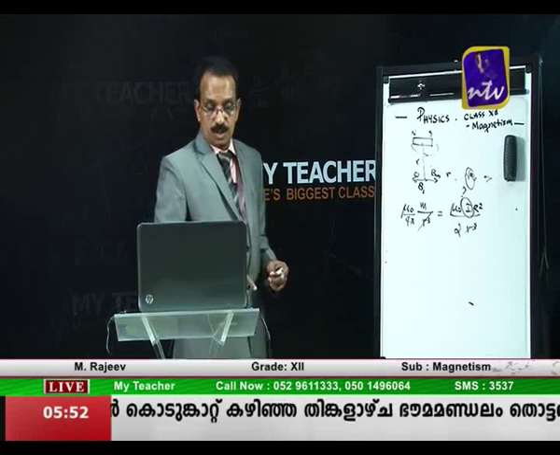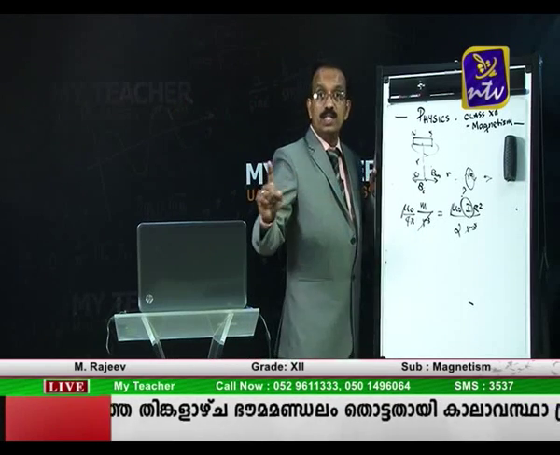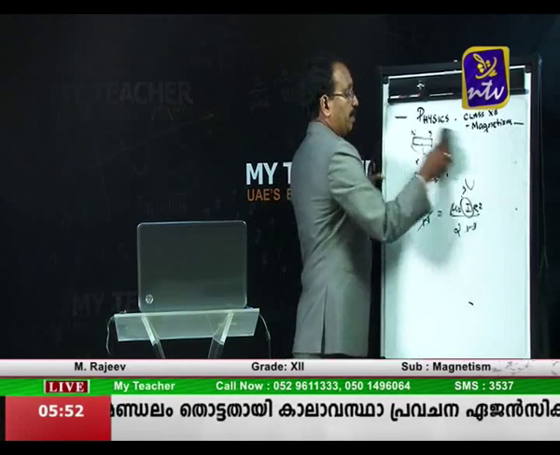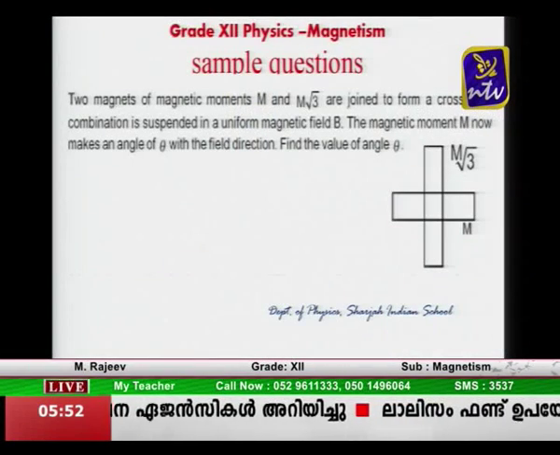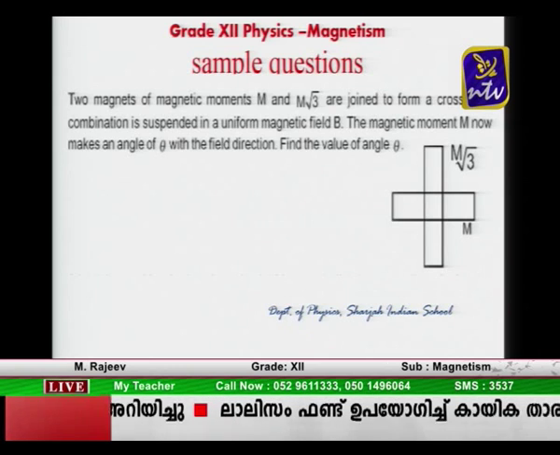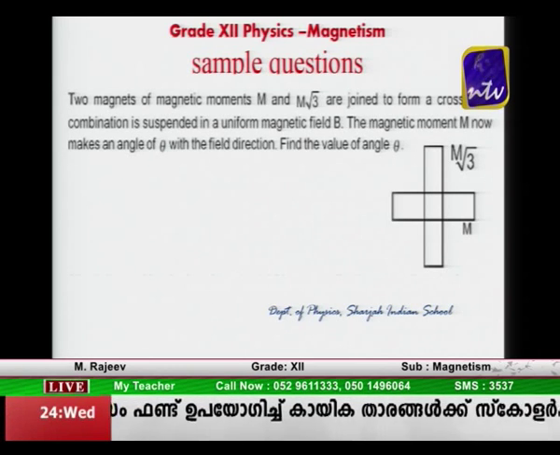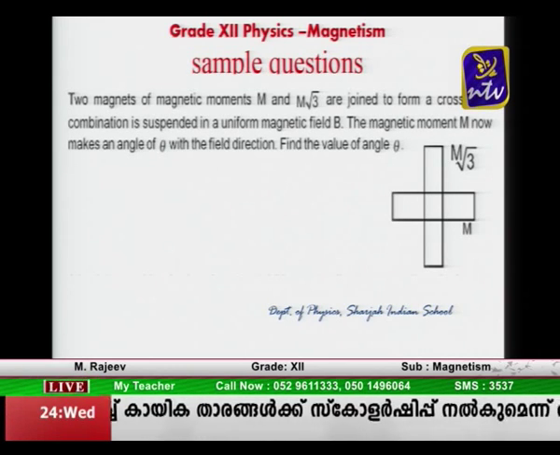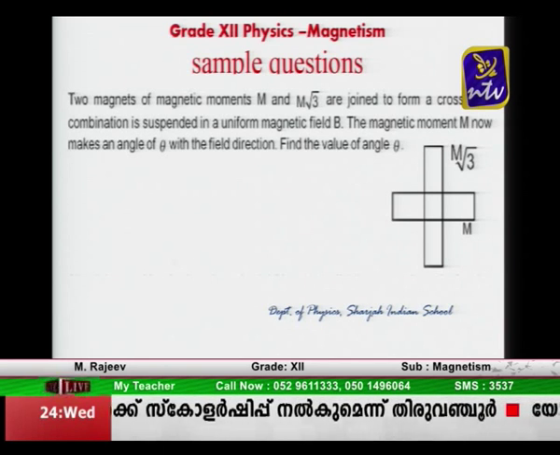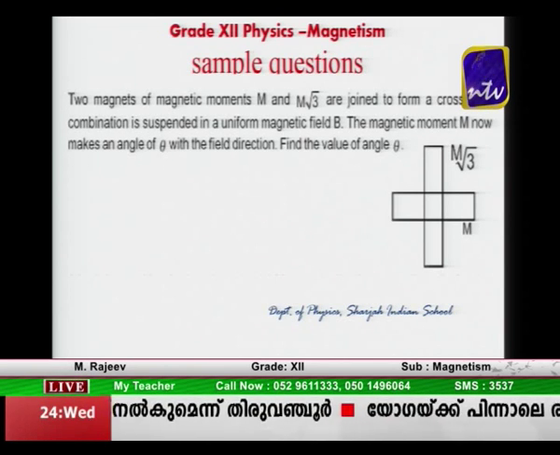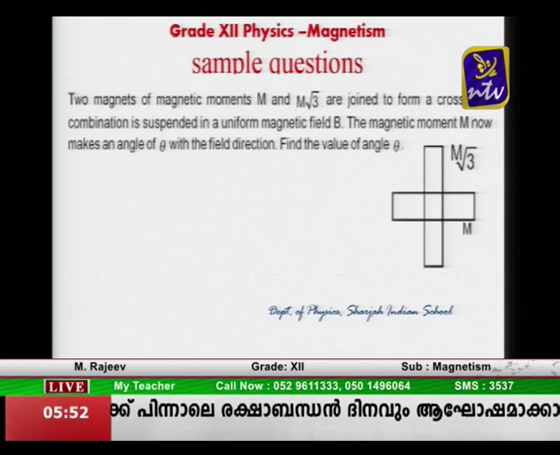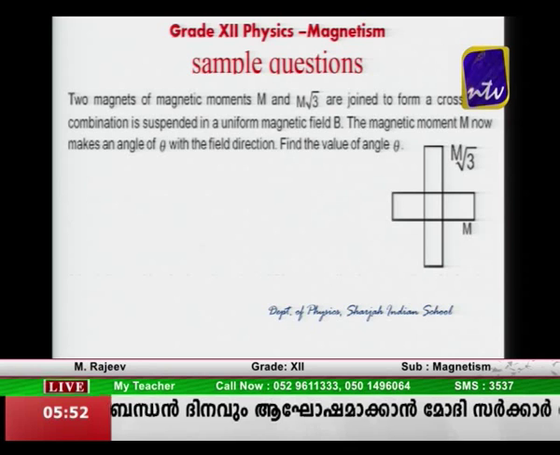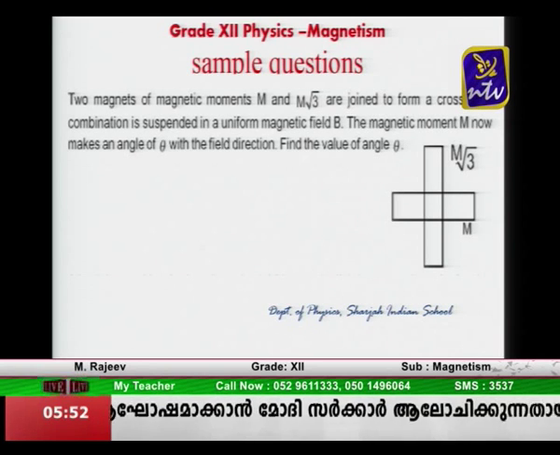Now, look at the next question, all of you. I think we have time to do one more small question. Have a look at the question. We have two magnets kept like this. Their dipole moments are given as m and m root 3 to form a cross. The combination is suspended in a uniform magnetic field. The magnetic moment m now makes an angle theta with the field direction. Find the value of theta.